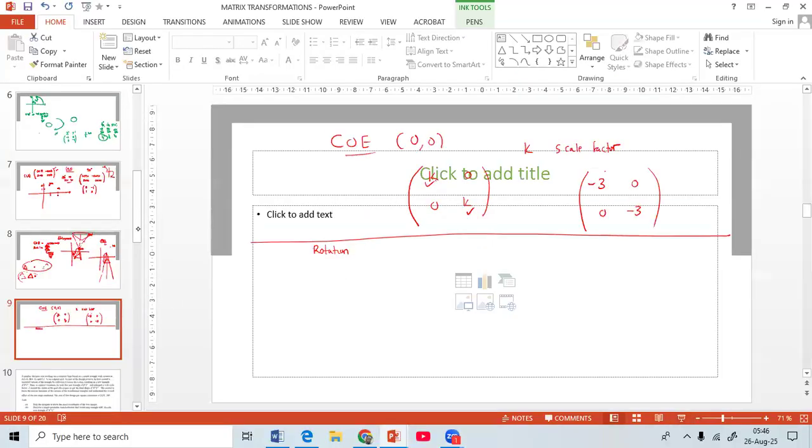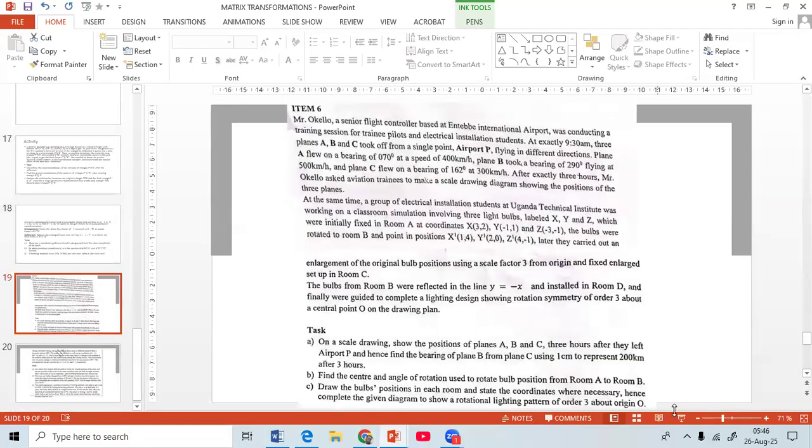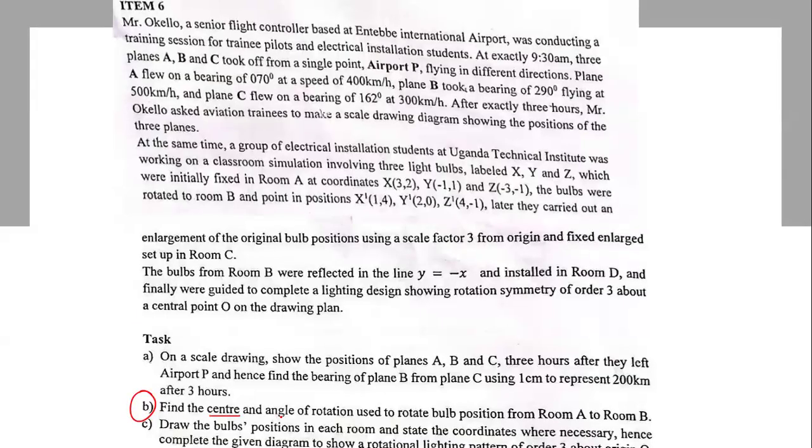Those who did CAMSA, I think you saw that item. This was the item that was asking for that particular concept. This item asks students to find the center and the angle of rotation used to rotate the bulb from one room to another. So here they gave you the object and they gave you the image. So your task was to find out the center of rotation and the angle of rotation.